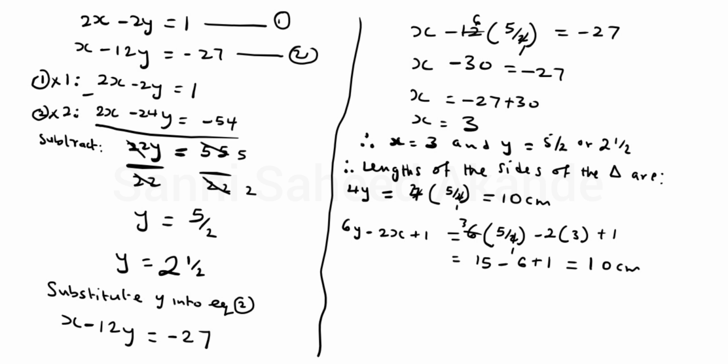Now finally, the base side, which is x plus 2y, is given to be equal to x. The value of x is 3 plus 2 times y. Y is 5/2. So let's solve this. 3 plus this 2, we cancel this 2. So we have 5 left, which is equal to 3 plus 5 is 8 centimeter. So those are the values of the sides of the isosceles triangle.